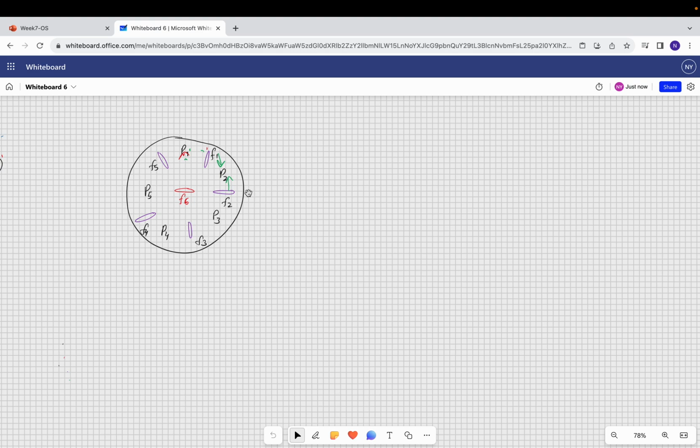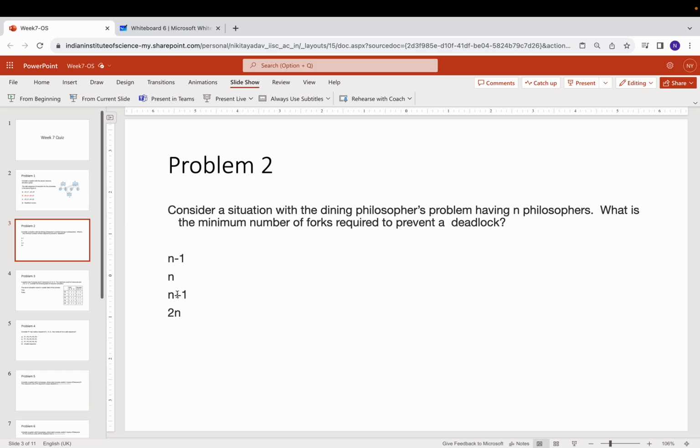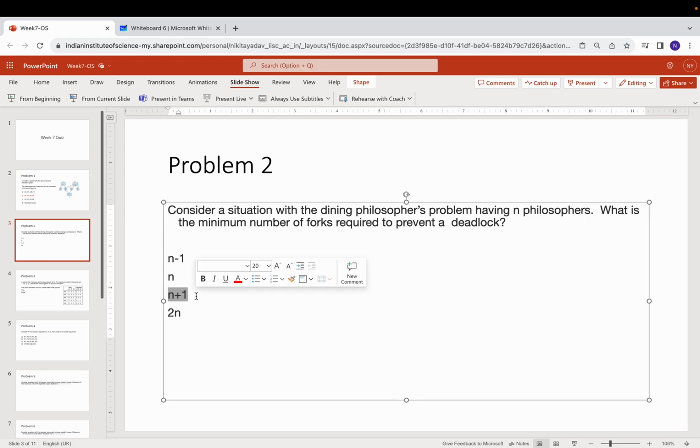So generally we can say if there are n philosophers and if there are only n forks, then deadlock can happen. But if we have one extra fork, the n plus 1th fork, then one of them will be able to get that fork and will be able to eat. When that philosopher is done eating, it will release the forks, and then other philosophers can also get the forks they need and they can eat, and deadlock will not happen. So the answer to this question here is n plus 1. You need a minimum of n plus 1 forks to prevent deadlock if there are n philosophers.